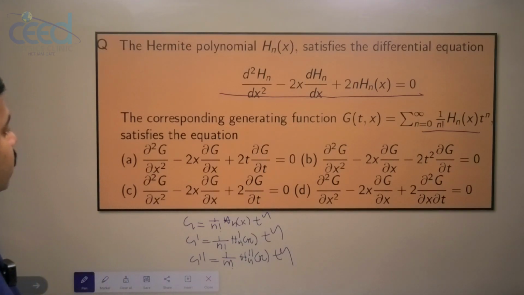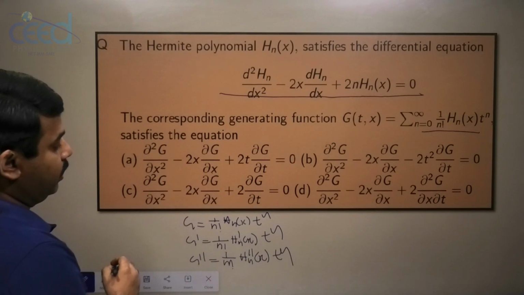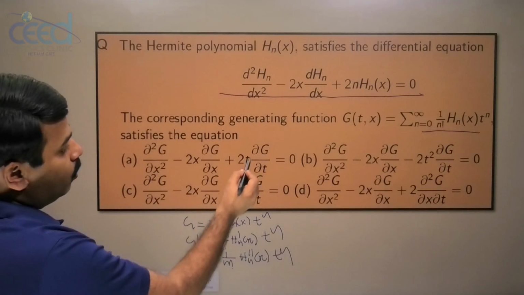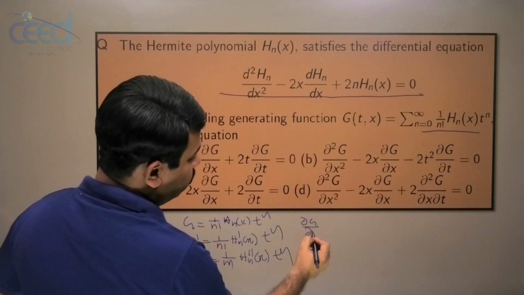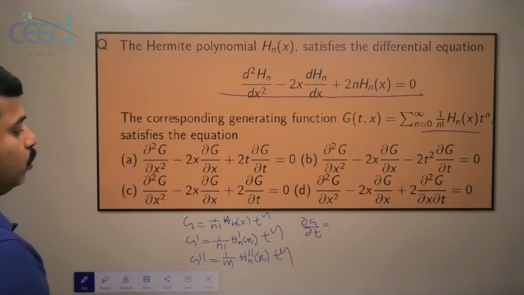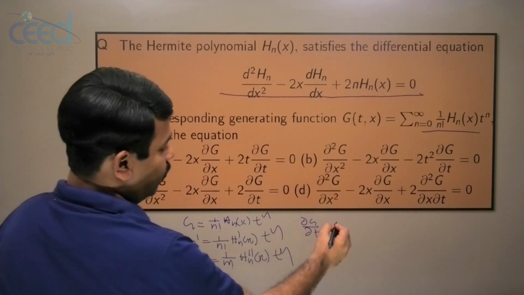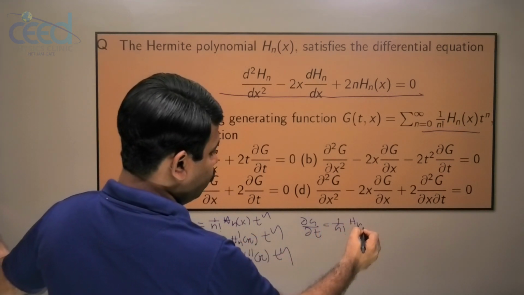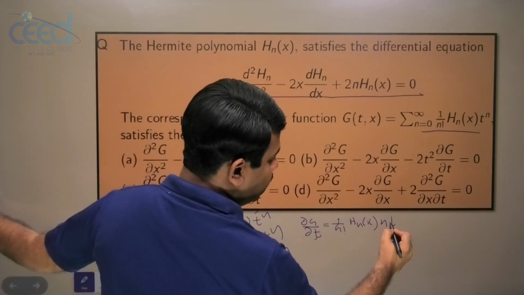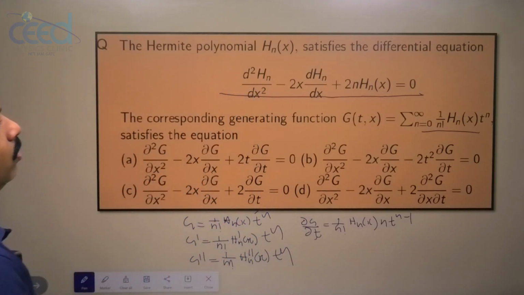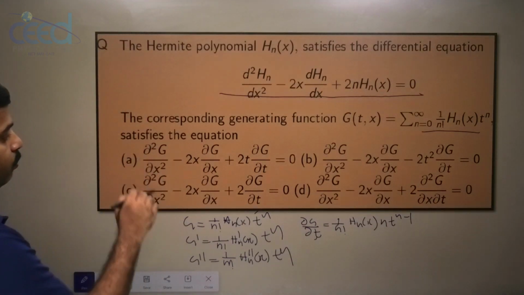Now this is ∂²g/∂x², which we find with respect to x. Another term, ∂g/∂t, is also coming. What is ∂g/∂t? That is differentiating this 1 by n factorial h_n(x) with respect to t, t raised to n, giving n t raised to n minus 1. All right. Now we are substituting this value in the given equation.